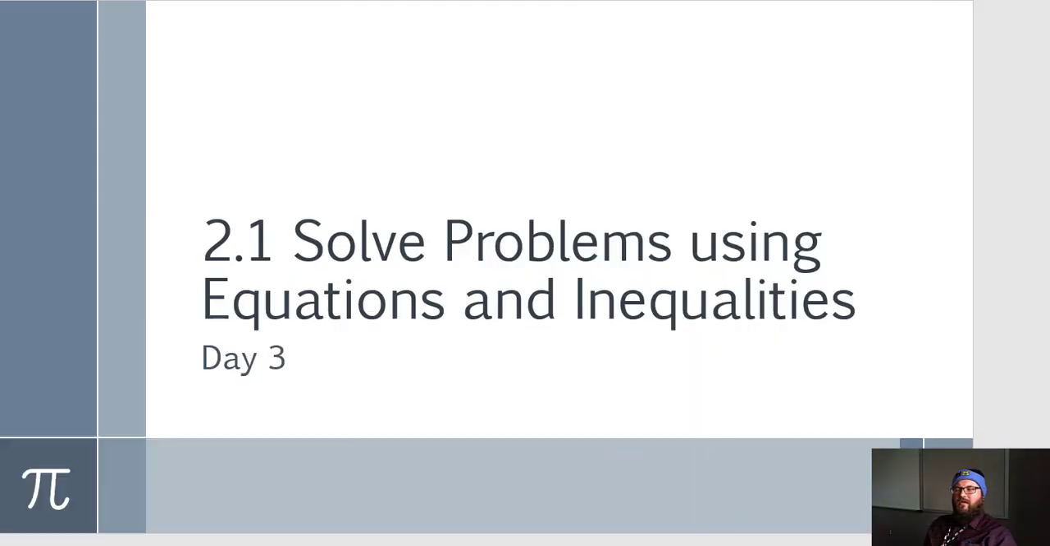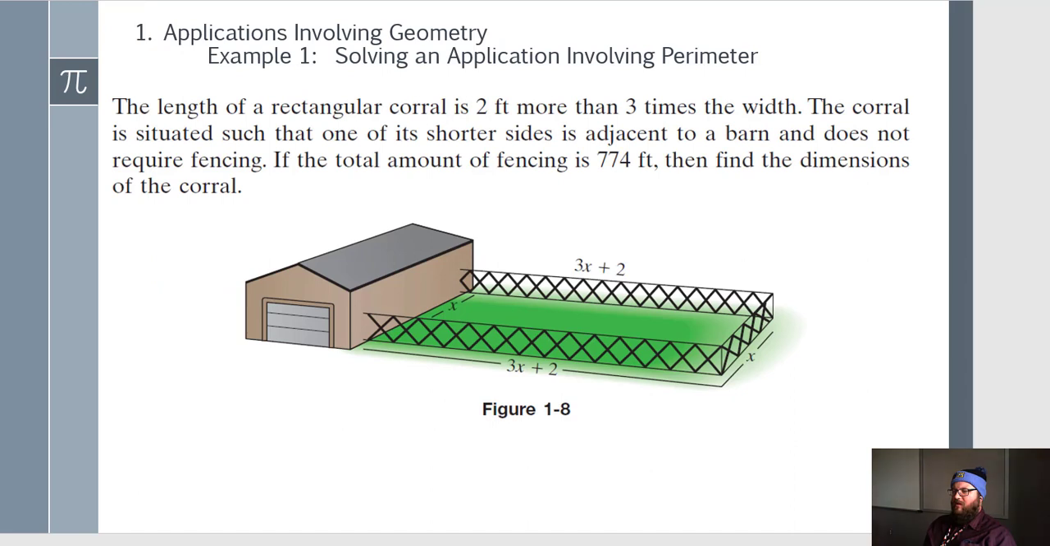All right, guys, so we're going to start out today with 2.1, day 3 of 2.1, I should say, solving problems using the equation of inequalities. So with this, today we're going to worry about kind of a geometric style setup. We're going to start talking about applications of volume geometry. So, solving an application of volume parameter.